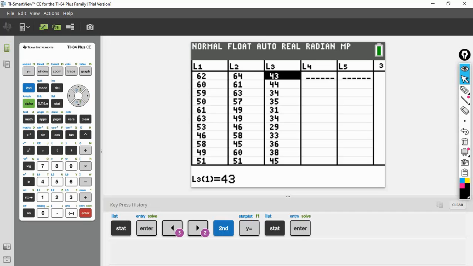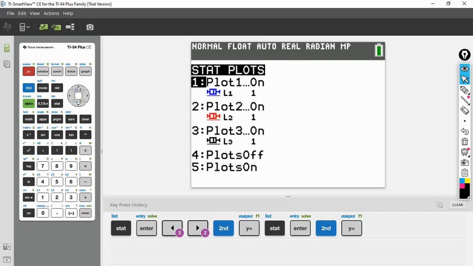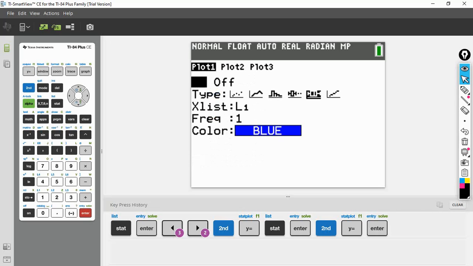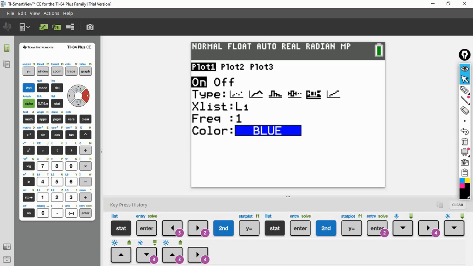Then what I have to do is go to second and stat plot. And let's go to stat plot 1. And here I have to make sure it's on. Then I choose the type, which in this case would be this one, the box and whisker plot. And then we have that the X list would be 1. And here we have to type in frequency 1.